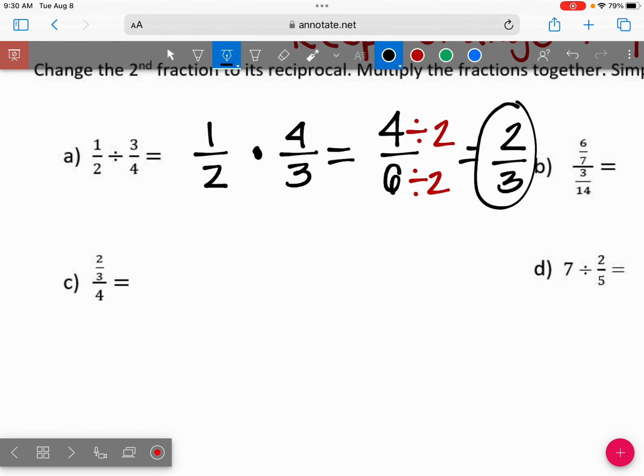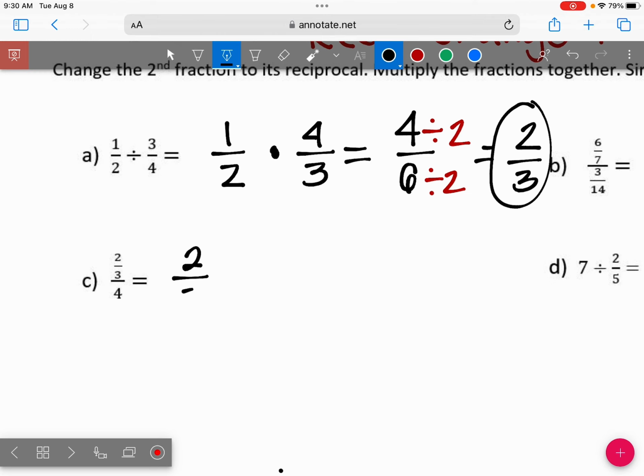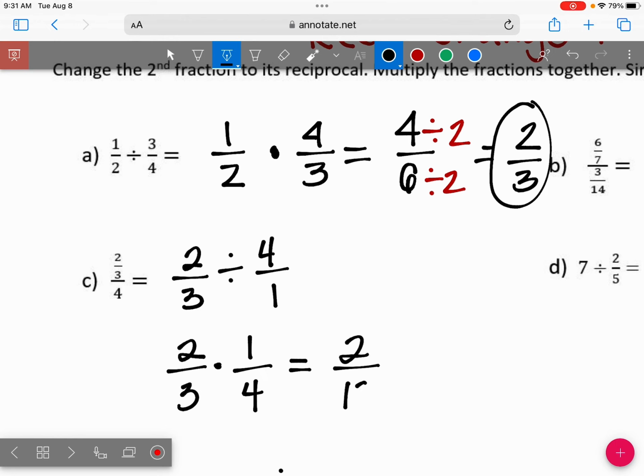So we have 2/3 divided by 4. And feel free to write that as a fraction, 4/1. Then we're going to do our keep, change, flip. Which gives us 2/12, which reduces to 1/6. Who had that for their final answer? Again, when you take your skills check Friday, you have to show your work.